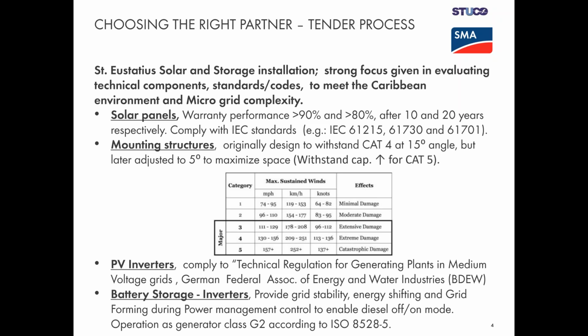And of course, the PV inverters, you can see the requirements through the German Federal Association of Energy and Water Business, technical regulations. The battery storage and inverters provide grid stability, in our case energy shifting and grid forming during power management control to enable diesel off mode. And these battery and storage inverters, grid forming inverters, comply to class G2 according to ISO 8528-5.